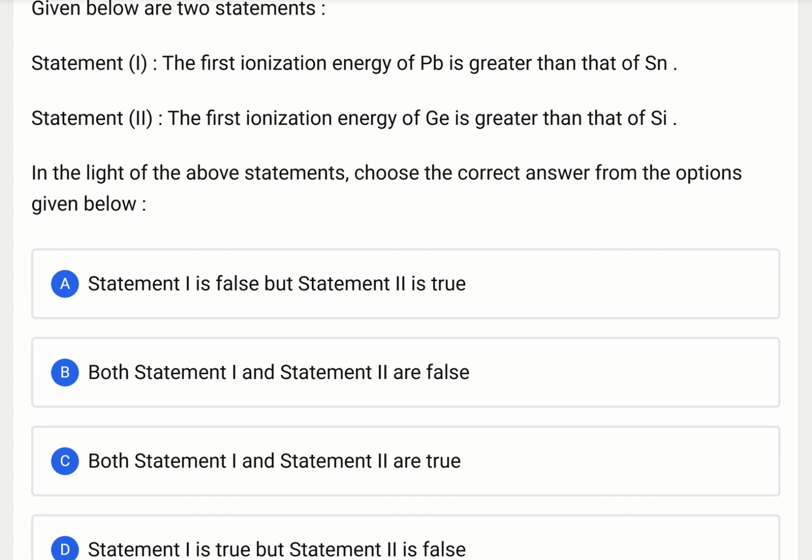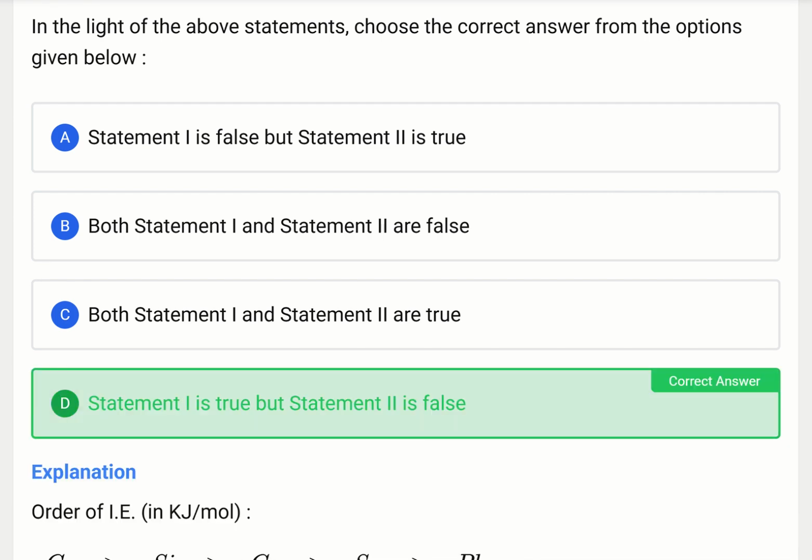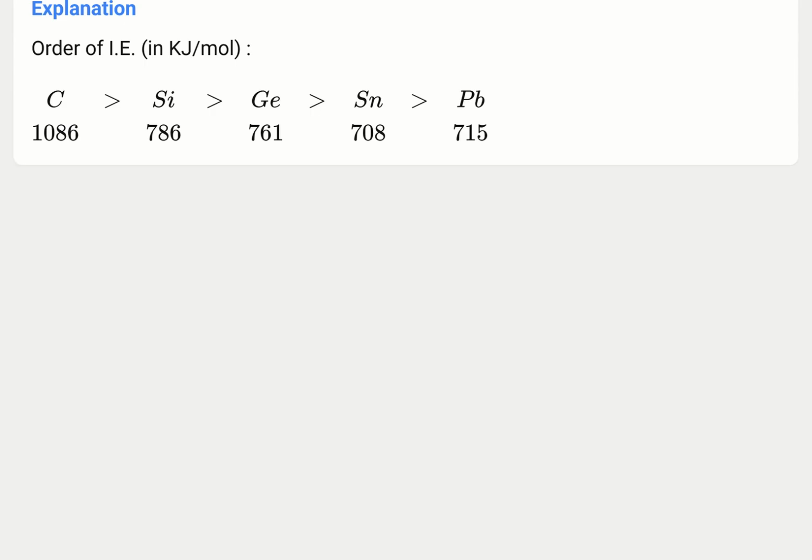Given below are two statements. The first ionization energy of Pb is greater than that of tin. Yes, this is a true statement. Then the first ionization energy of germanium is greater than that of silicon. No, this is a false statement. Totally memory based question. So statement 1 is true and statement 2 is false. Yes, we got this answer, right answer. So moving to the next question.